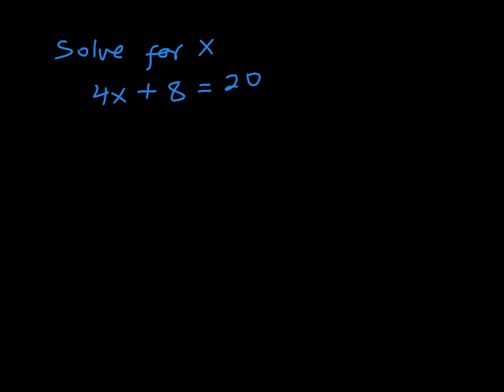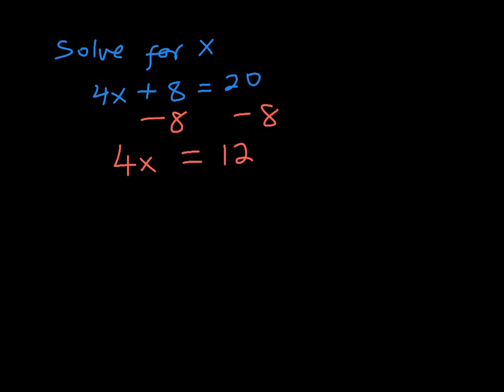So next up is solve for x, where 4x plus 8 is equal to 20. Okay, so what do we have? We have a plus 8 here. To eliminate it, we have to subtract 8. So we're going to subtract 8, and we're going to subtract 8 from the other side as well. So what we have is what? 4x is left here, because plus 8 minus 8 gives us 0. And 20 minus 8 gives us what? 12.